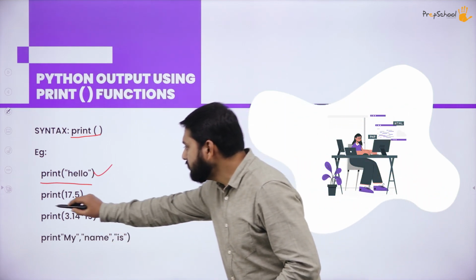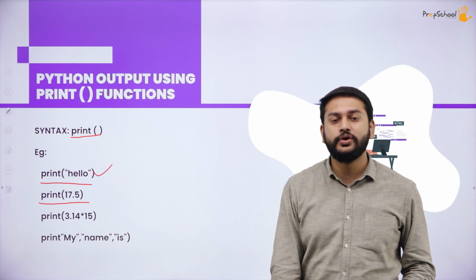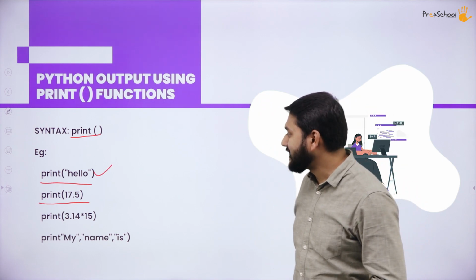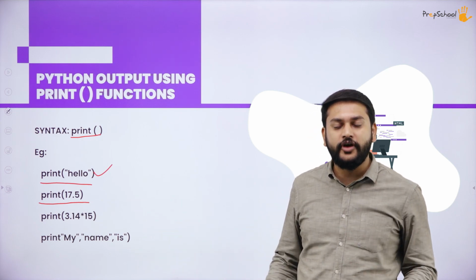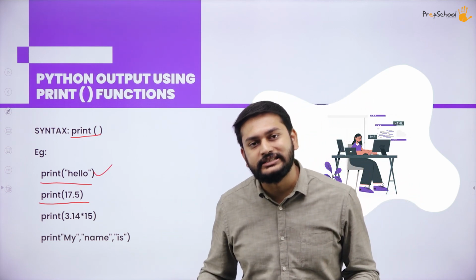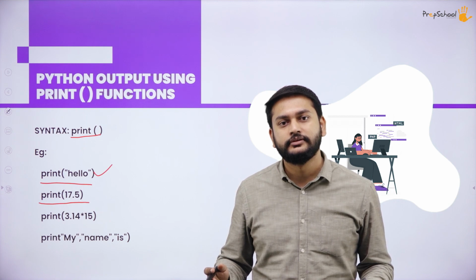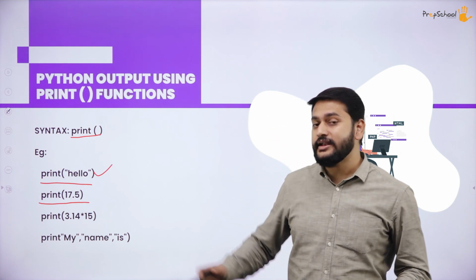So what am I trying to do here? Please understand, I am just trying to print as it is. Whatever I have, 17.5, it will be printing it as it is.